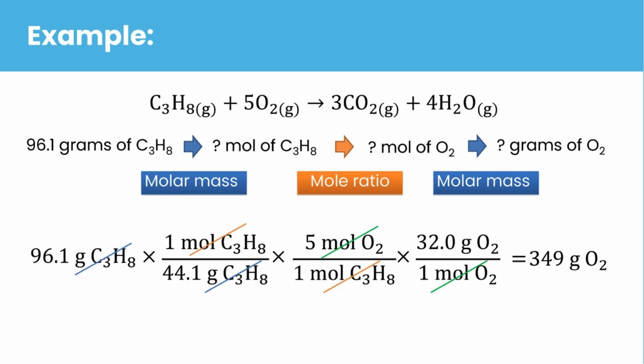Grams cancel. Now we're in moles of C3H8. Next step, bridge to the substance we want, O2. Use the mole ratio from the balanced equation. Which is? 1 C3H8 to 5 O2.